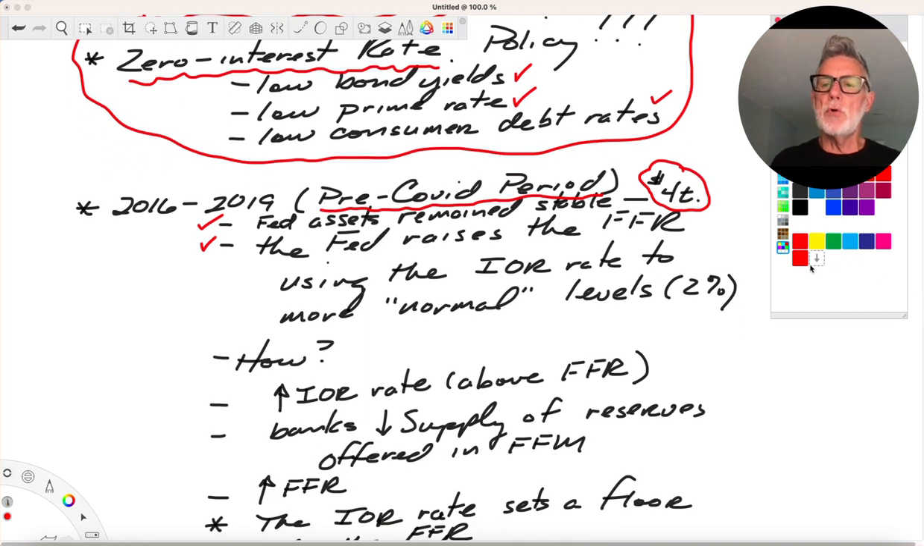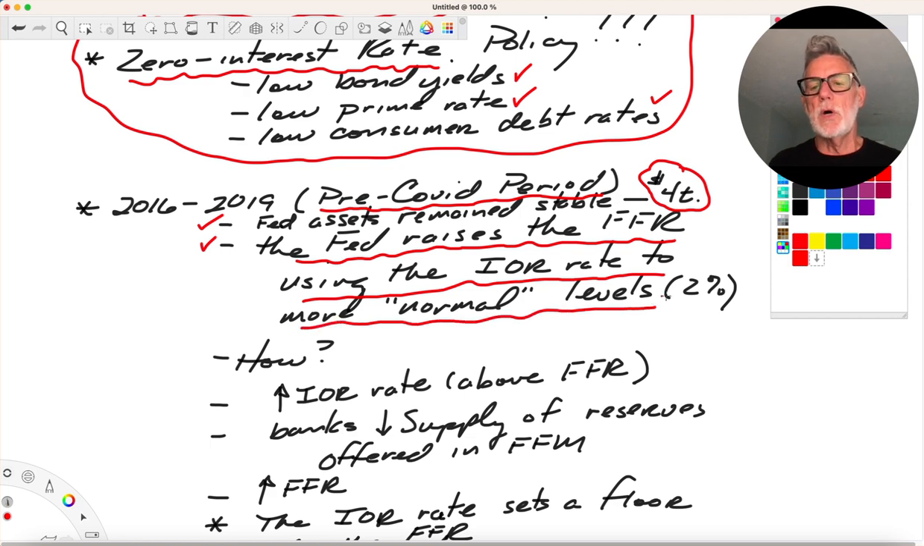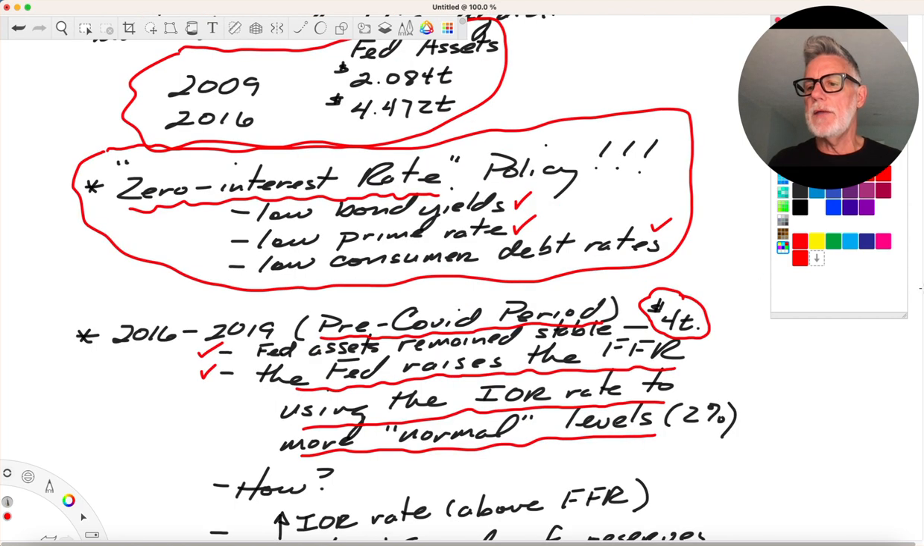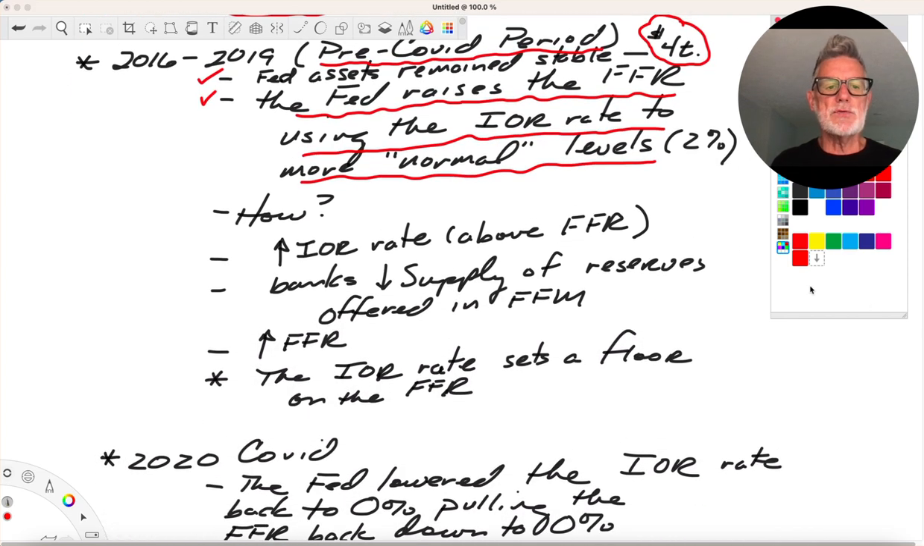This is one of the most important points in this video: if the Fed wants to raise the FFR in an ample reserves environment, say from 0% to 2%, it has to use the IOR rate to do that. And that's exactly what it did. If you look at the data and the economic history, the Fed raised the federal funds rate up into the 2% range. It bobbed up around the 2% range. And the way it did that is it raised the IOR rate.